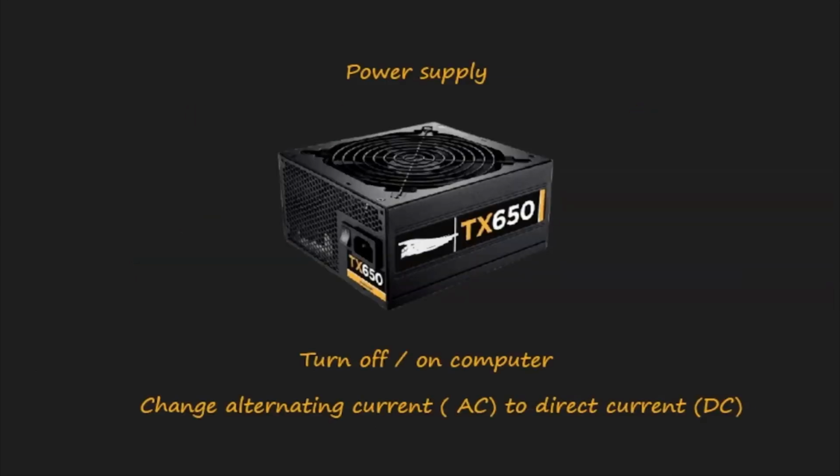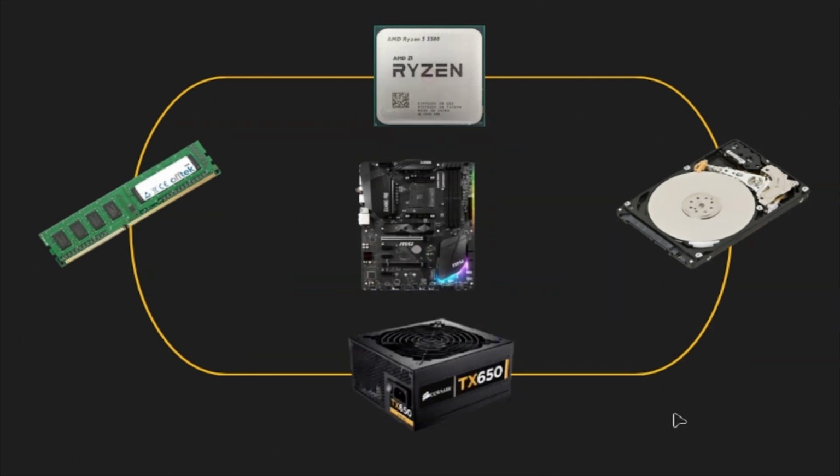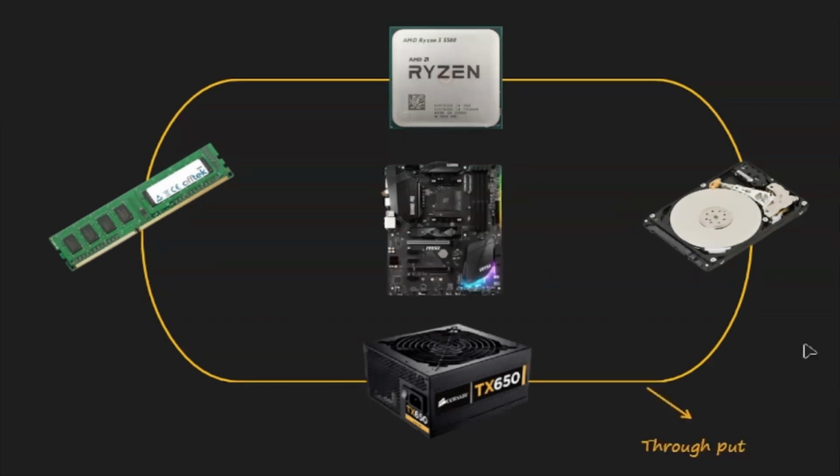Our home electricity works with alternating current, but computers work with direct current because it's safer for the computer components. This is the role of the power supply. How do the components communicate with each other? This is the motherboard's role. It makes RAM communicate with the CPU, provides electricity from the power supply to all components, and organizes communication between them. It's called throughput, and throughput has a measuring unit.